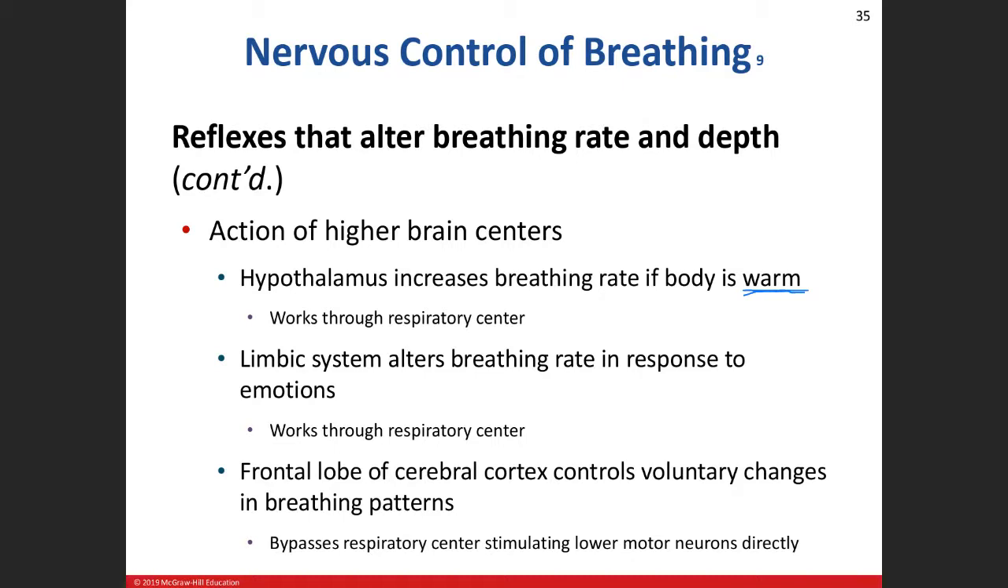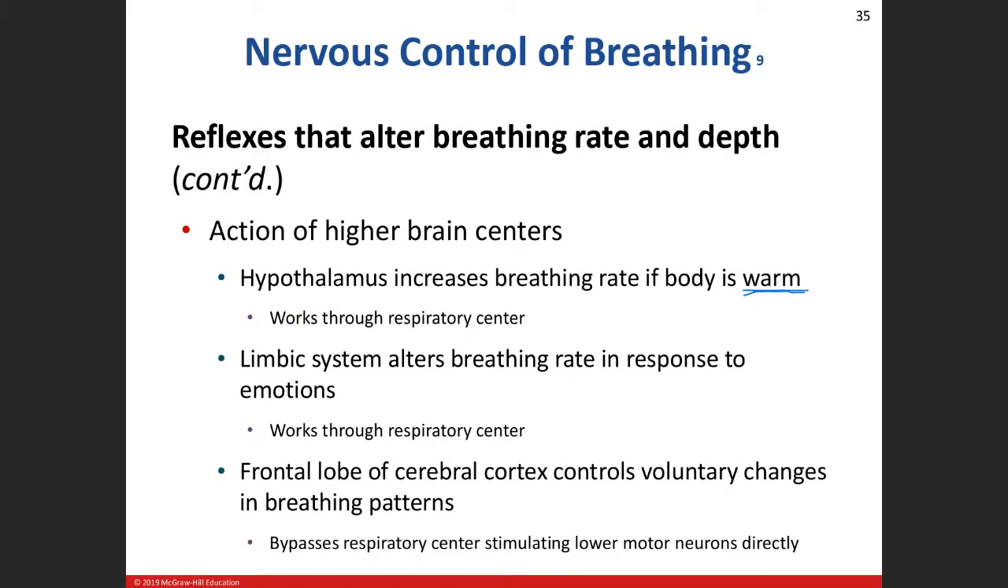If there's increased activity, like doing some chores in the yard or going for a run, your body responds because the cells and tissues have increased their metabolism, and most likely need more oxygen for ATP production. We'll see the hypothalamus then trigger an increase of ventilation in the respiratory center. We'll see it with fevers also. Then the limbic system, we'll see that.